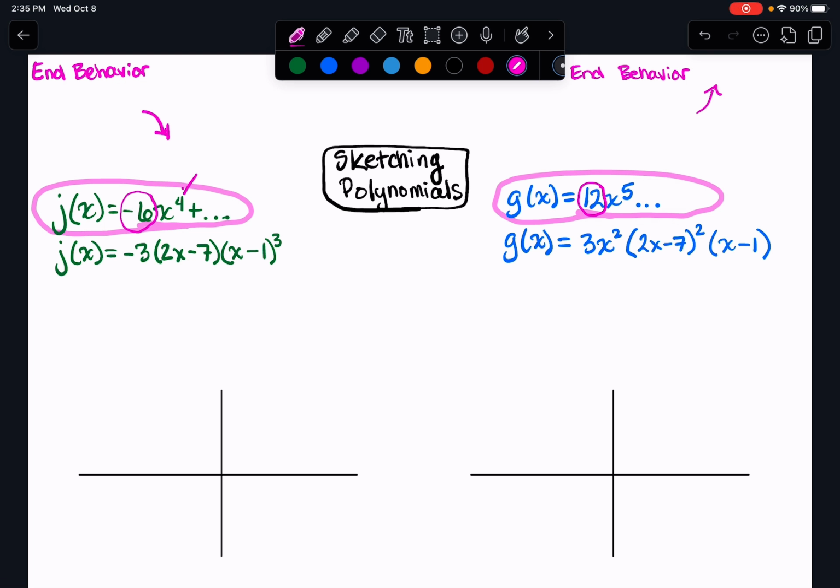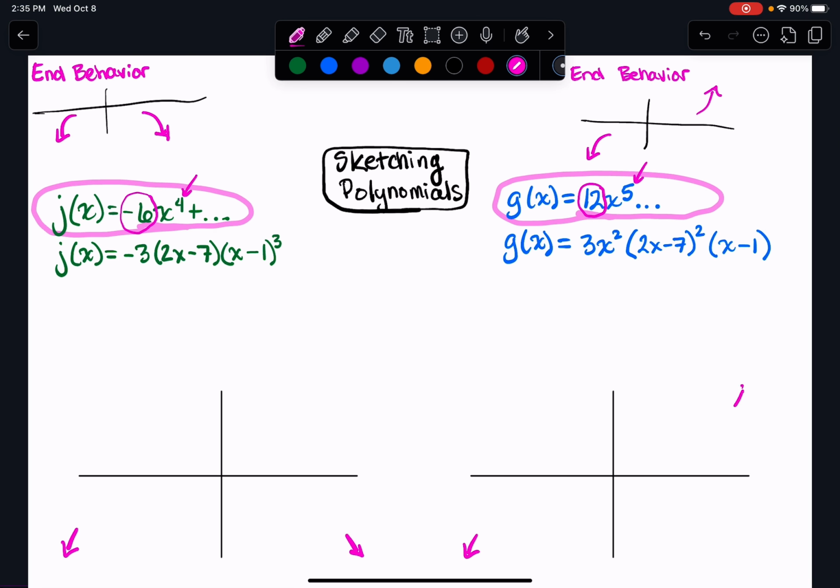And then the degree of my standard form tells me whether these two sides are matched or mismatched. So in j of x, the degree is even, which means both sides will go to negative infinity. In g of x, the degree is odd, which means the two sides are mismatched. So step one is that standard form tells me my end behavior. And I'm going to give myself that end behavior so that I know where my sketch begins and finishes.